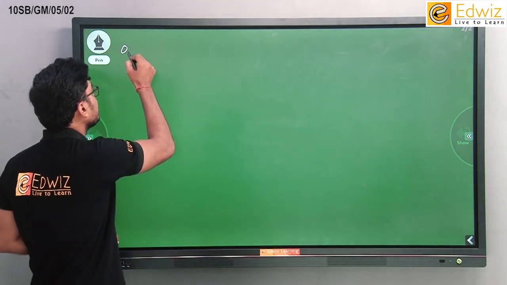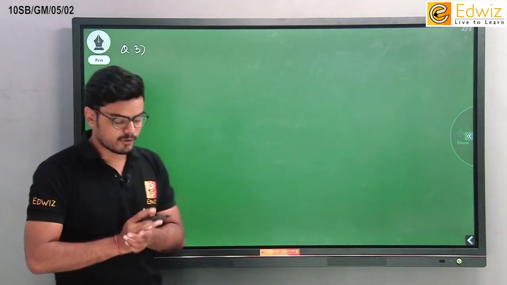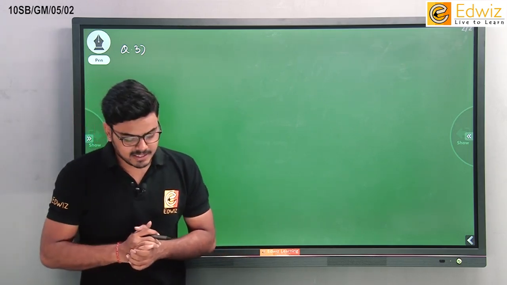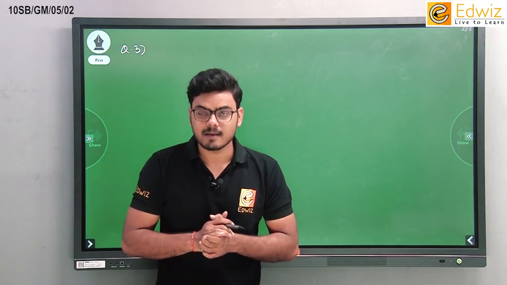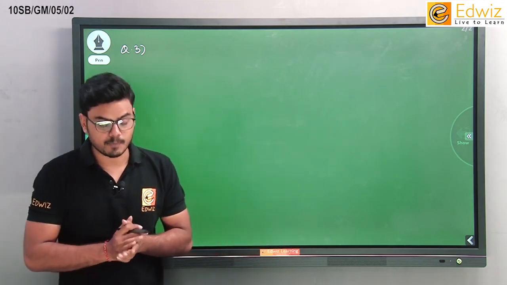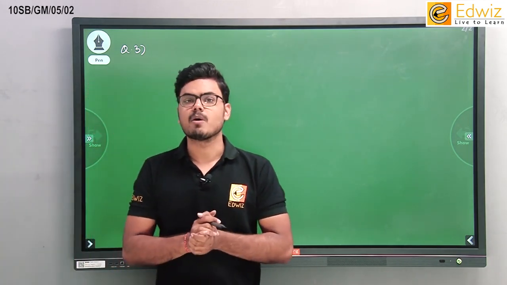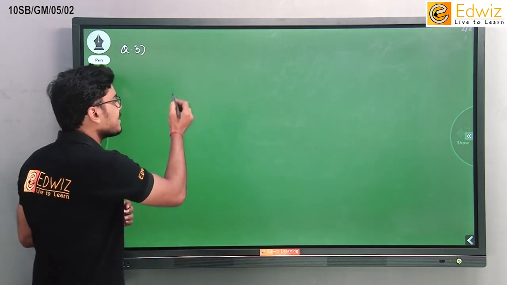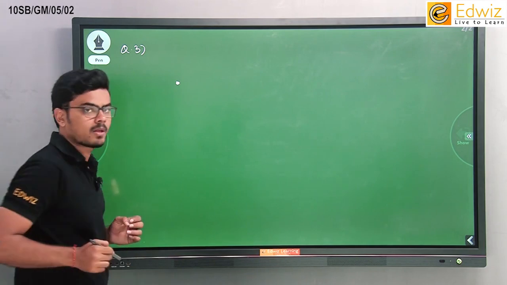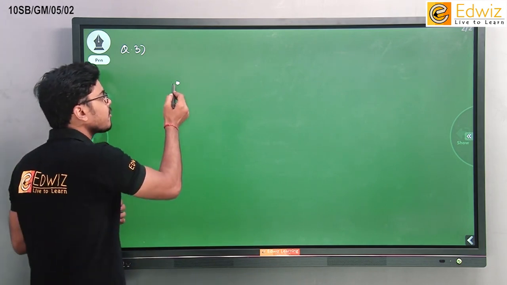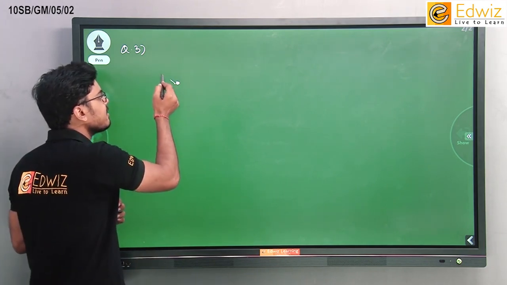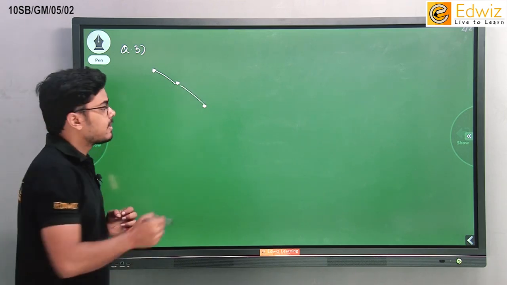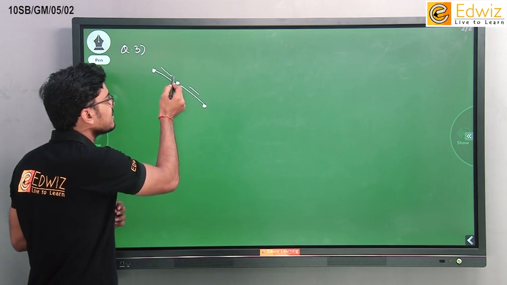Okay, so question 3. Let me just read the question for you. Find the point on x-axis which is equidistant from A minus 3, 4, that is a point, and B 1, minus 4. Let me just explain this question to you. So there is a point on x-axis which is equidistant from two other points, let us say A and B. Okay, ये वाला distance भी equal है और ये वाला distance भी equal है.